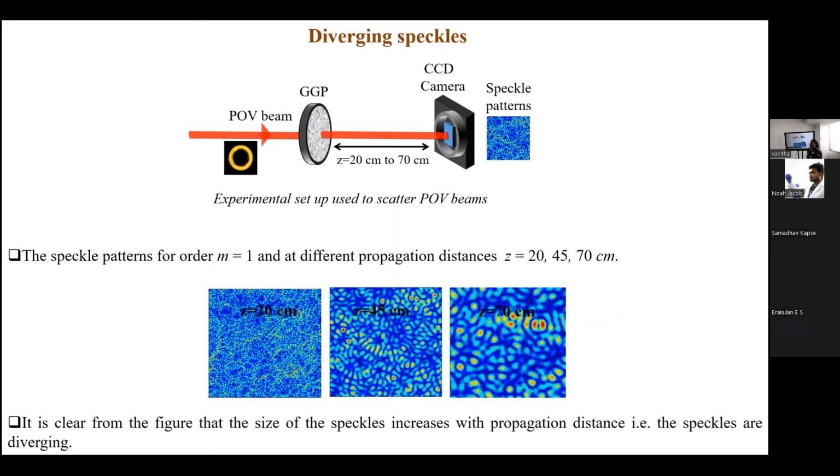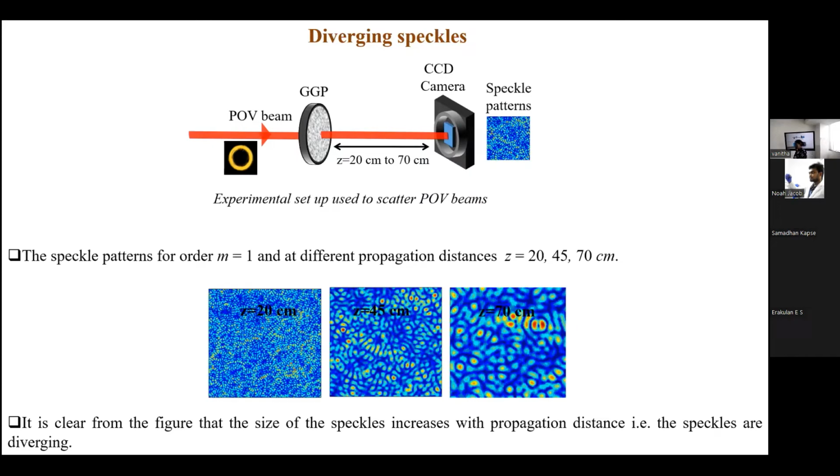This is the experimental setup for generating the diverging speckles. We generated the POV beams initially. Then we passed those POV beams through a ground glass plate, and we captured the images for different propagation distances from Z equal to 20 to 70 at each 5 centimeter interval, and those images were captured by a CCD camera.